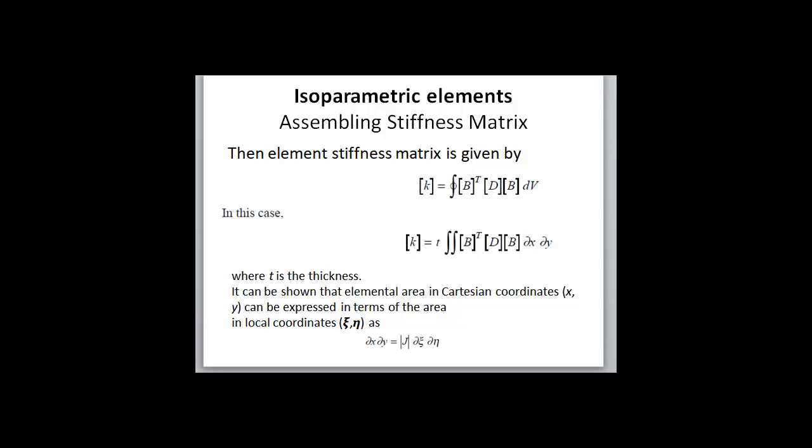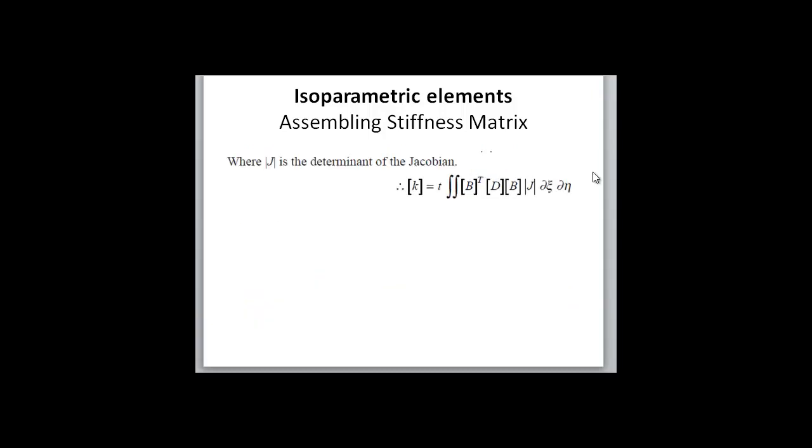But for the transformation from the local to the global coordinate system, the Jacobian matrix must be involved. So the global element stiffness matrix for an isoparametric element is given as T into the double integral of B transpose D B into J with the natural coordinates epsilon and eta. So this global stiffness matrix for an isoparametric element is given as K is equal to T into the double integral of B transpose D B into J, where J is the determinant of the Jacobian matrix.